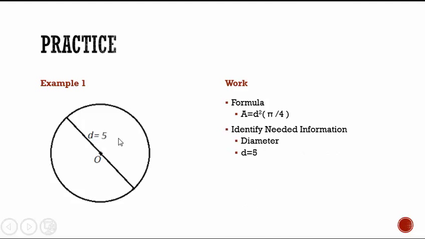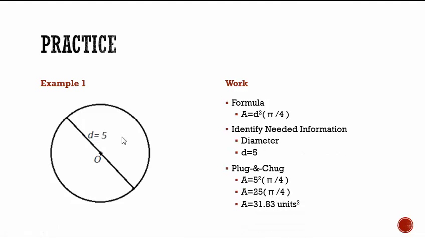So identify my diameter, which is 5. Plug it in. That becomes 25 because 5 squared is 25. Multiply that by pi divided by 4, because the fraction bar is division, and I'm going to get 31.83 units squared.